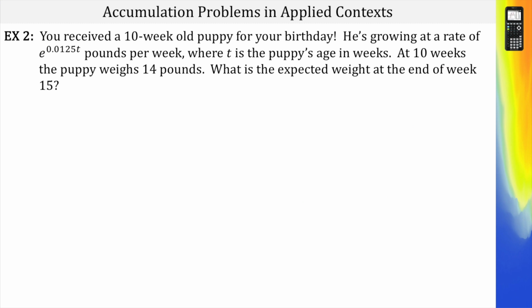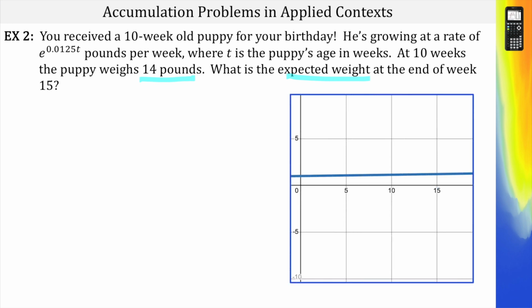Okay, so now let's actually apply this. You receive a 10-week-old puppy. Yay! I love puppies. You receive a 10-week-old puppy for your birthday. He's growing at a rate of e to the 0.0125 t pounds per week. I'm not sure how you know that, but whatever. Where t is the puppy's age in weeks. At 10 weeks, the puppy weighs 14 pounds. That's important. What is the expected weight at the end of week 15?